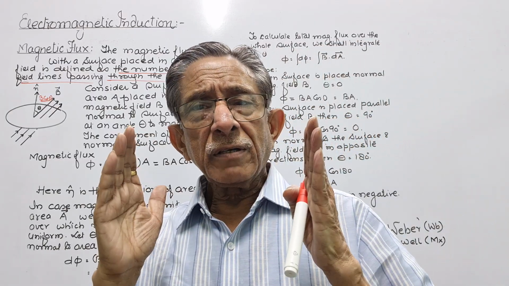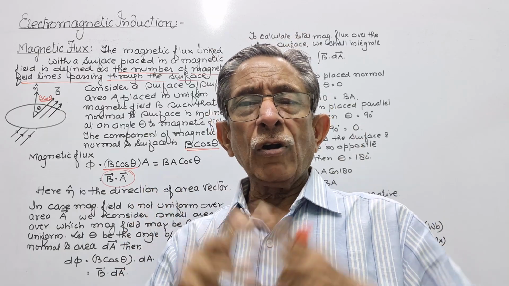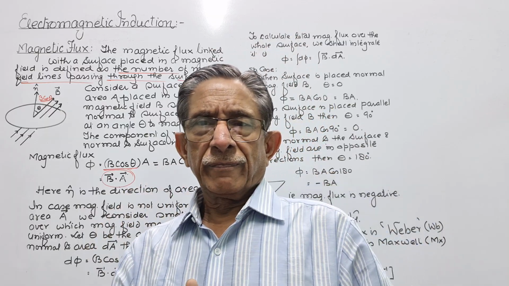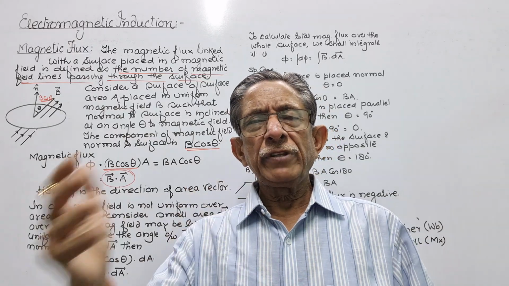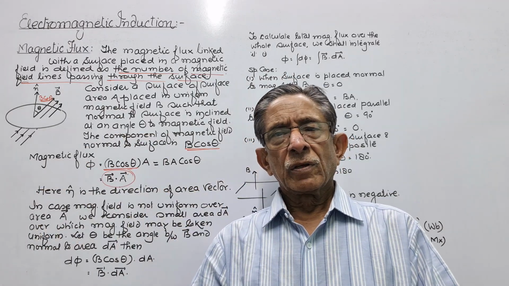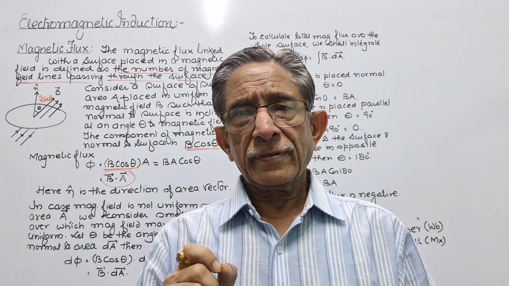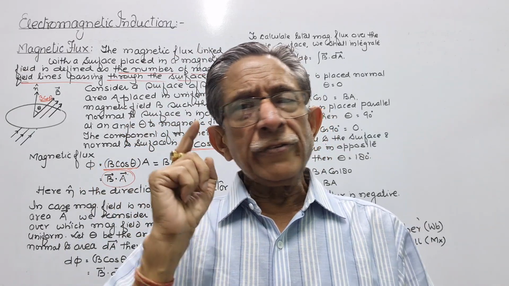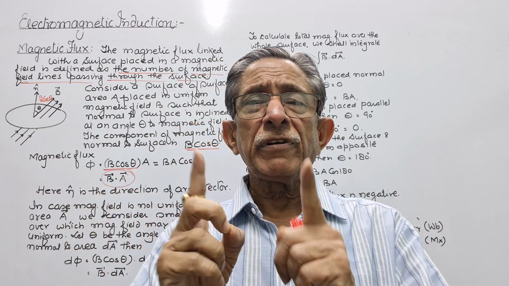So remember, magnetic flux passing through a surface or linked to a surface is given by the dot product of magnetic field with the area of the surface. Dear students, magnetic flux is a scalar quantity because it is the dot product of magnetic field and area.